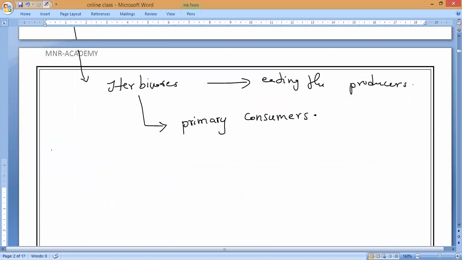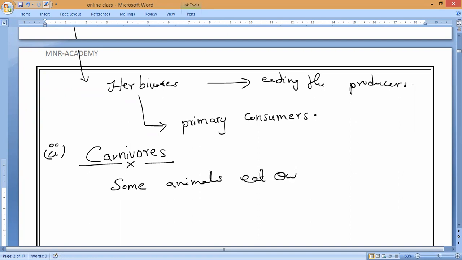Now, those who are not depending directly, those who are indirectly depending, what do we call them, guys? Carnivores. Yes or no? So those animals eat only other animals. Other animals means humans may also be included. You might have noticed it. Some animals will kill humans also and consume them. So those animals that eat only other animals are called carnivores.